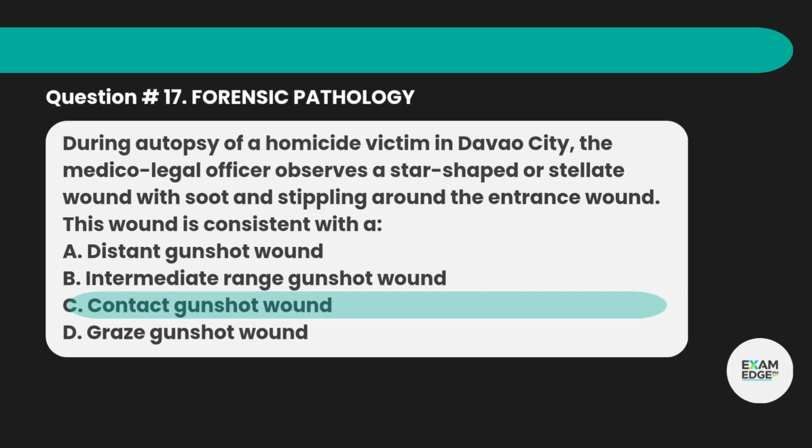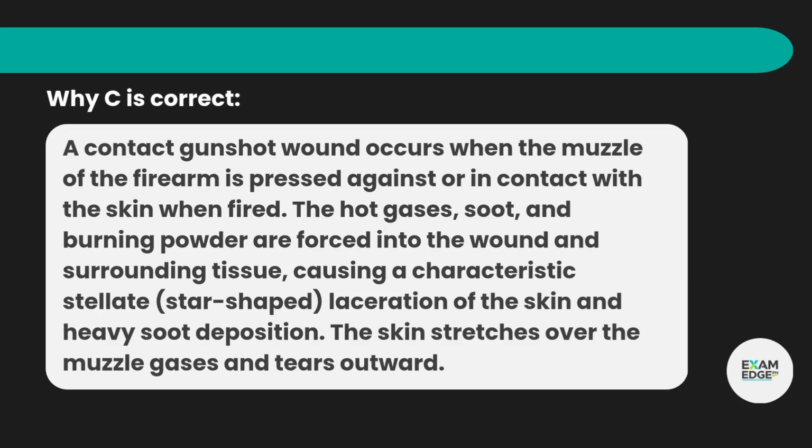Correct answer: C. Contact gunshot wound. Why C is correct: a contact gunshot wound occurs when the muzzle of the firearm is pressed against or in contact with the skin when fired. The hot gases, soot, and burning powder are forced into the wound and surrounding tissue, causing a characteristic stellate, star-shaped laceration of the skin and heavy soot deposition. The skin stretches over the muzzle gases and tears outward.